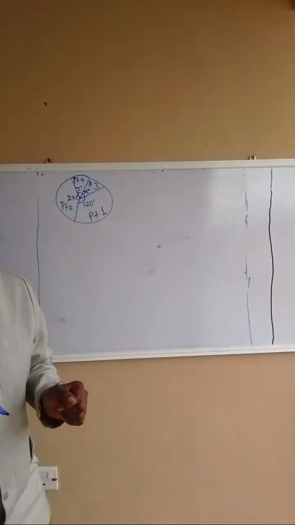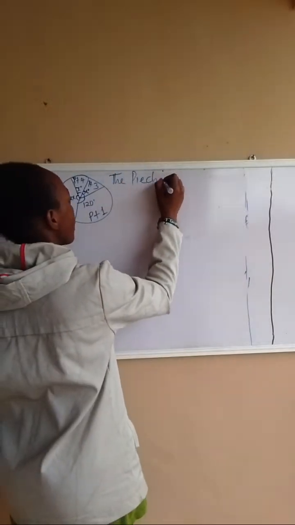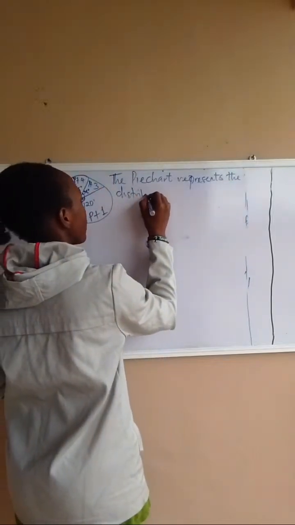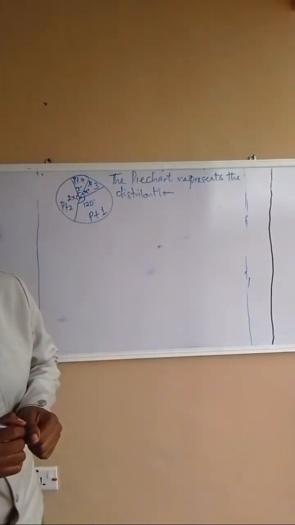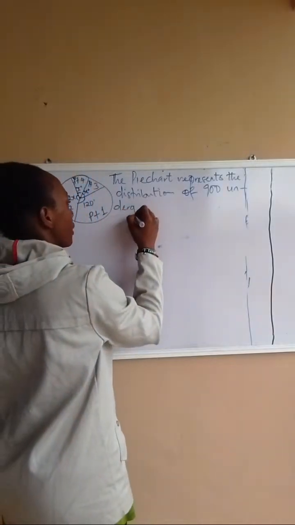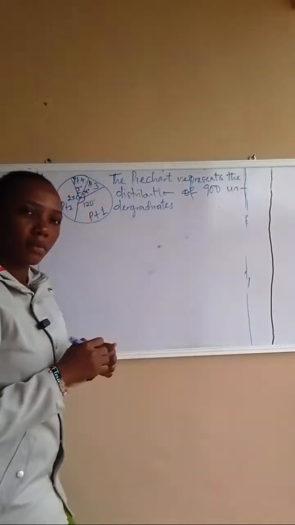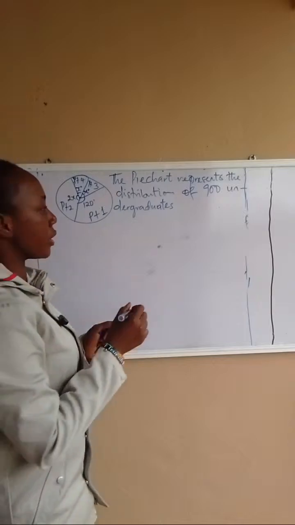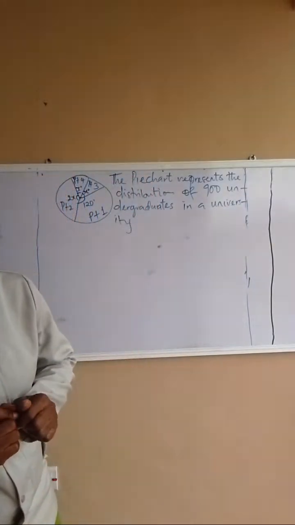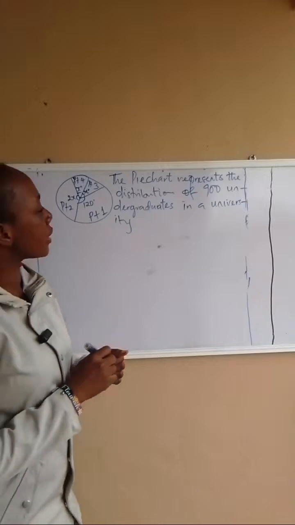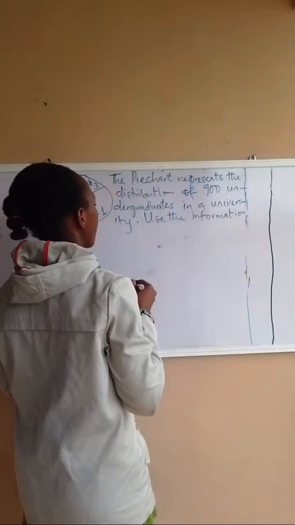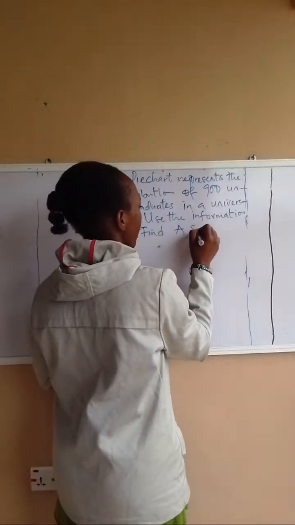They said the pie chart represents the distribution of 900 undergraduates in a university. Use the information to find A and B.